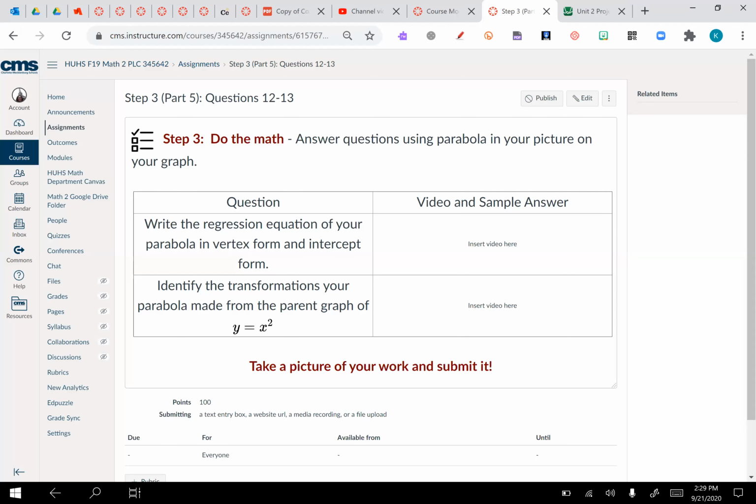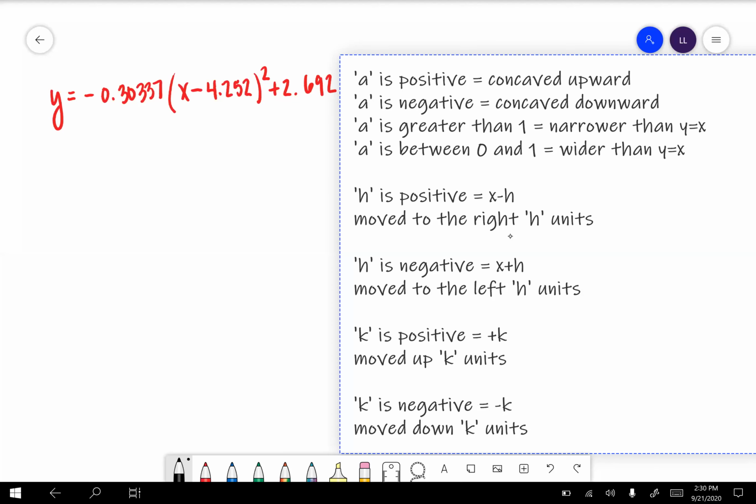Hi everybody, so in this video we're going to identify the transformation your parabola made from the parent graph of y equals x squared. In order to do this, we need the vertex form that you just wrote in the last question. So let's go ahead and get that vertex form. We captured the vertex form here on our paper.